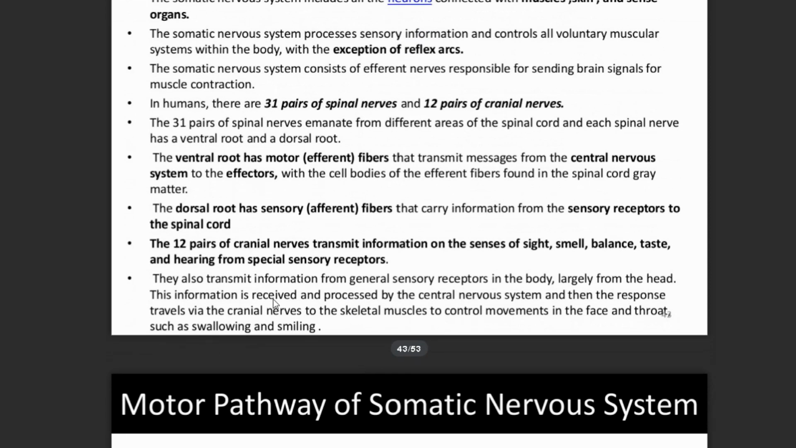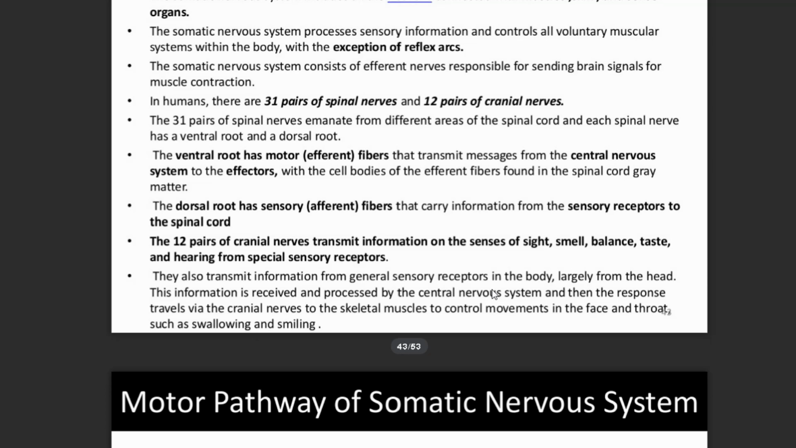The information is carried and processed in the central nervous system. Then you respond according to that information.